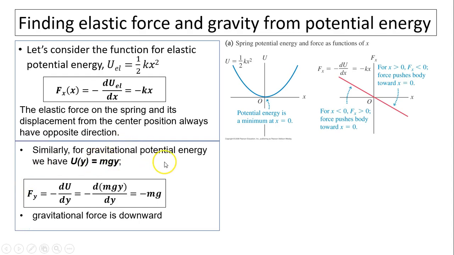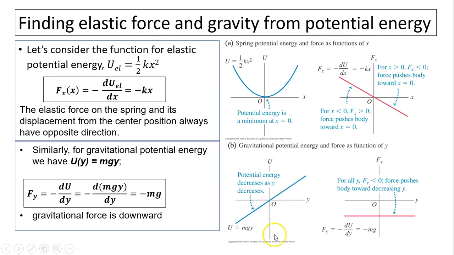Now let's take a look at gravitational potential energy. We know U equals mgy. Again, to find gravity, we do the negative derivative, and you will have negative mg. This negative really means the direction. The direction is downward. That's what it means. So here is the graph. Potential energy increases as y increases, so potential energy and y are directly related. As a result, Fy is negative mg. It's a constant, but the sign is negative because it's going downward.